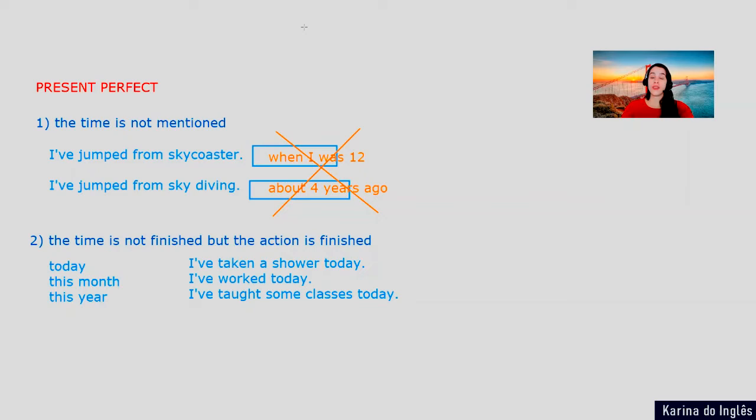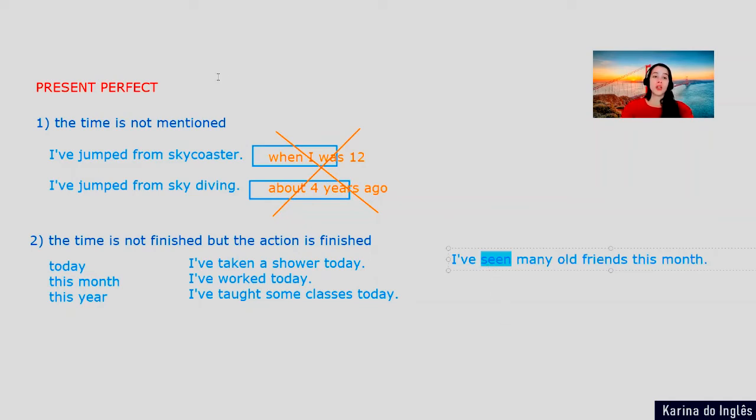We can also use it for this month, for example. Oh, I've seen many old friends this month because I've been calling them and I miss them so much. And now that the pandemic is not over, but now that it's a little bit more flexible, I'd like to see my old friends. So I've seen many old friends this month. This month is not finished yet, but I have already seen some of them. So we can also use this as an example.